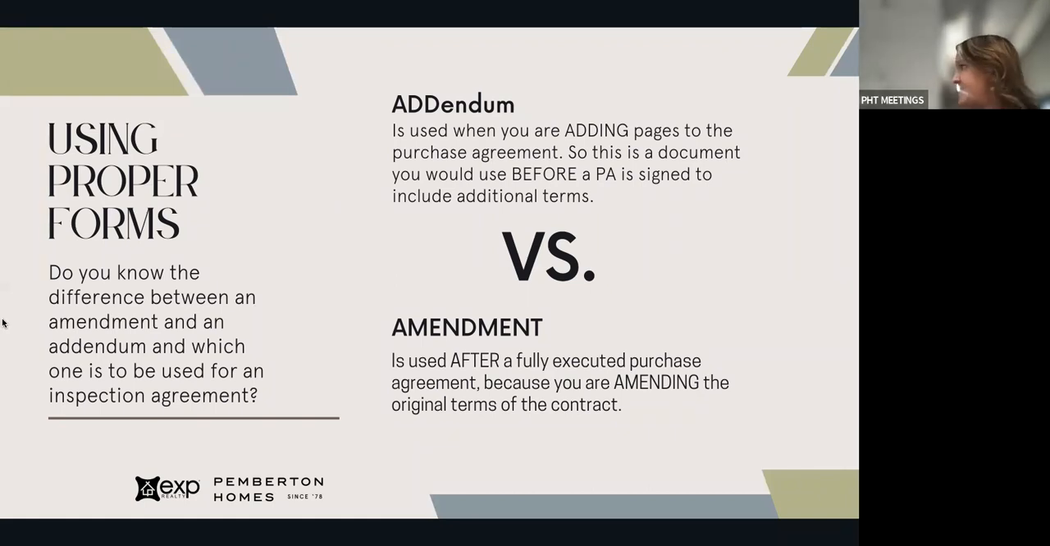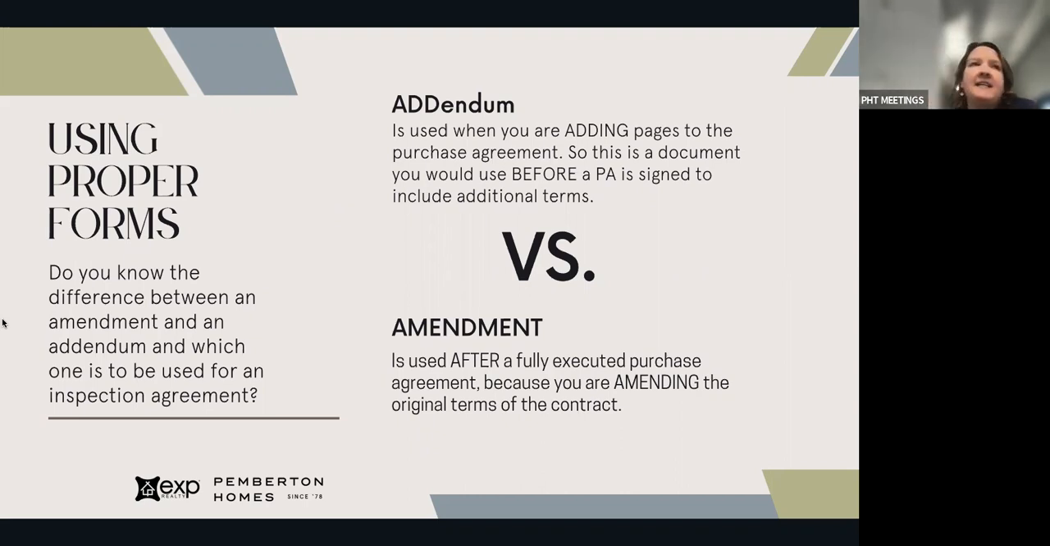Using the proper forms, this is what I first want to discuss: do you know the difference between an amendment and addendum and which one is to be used for the inspection negotiations? I always remember it, addendum, ADD, you're adding to the purchase agreement. So you use an addendum before the purchase agreement is signed because you're adding additional terms to the purchase agreement. An amendment is used after a fully executed purchase agreement because you are amending the original terms of the contract. So the ADD, that's why I have that in caps, because that's kind of always how I mentally remember which form to use for which.